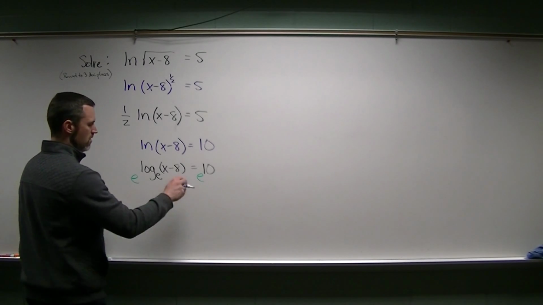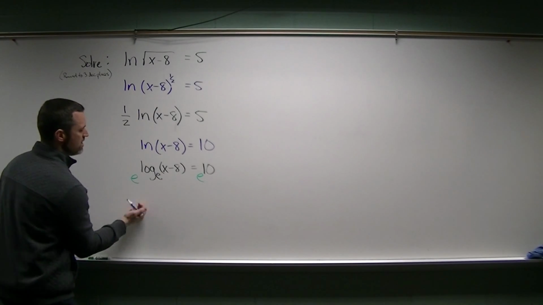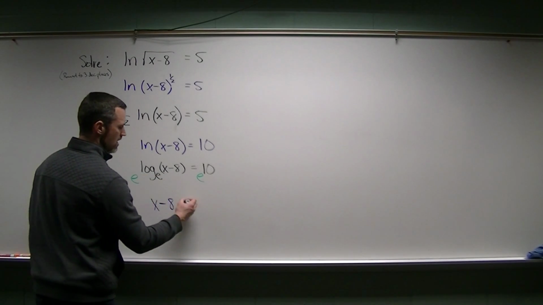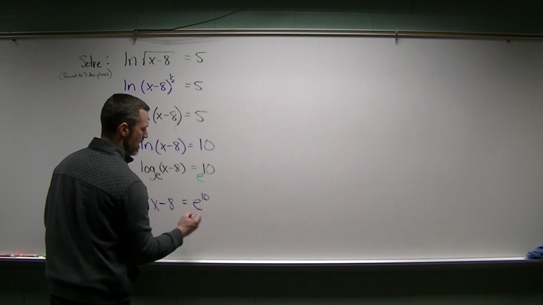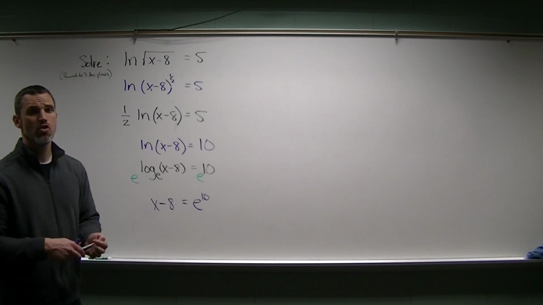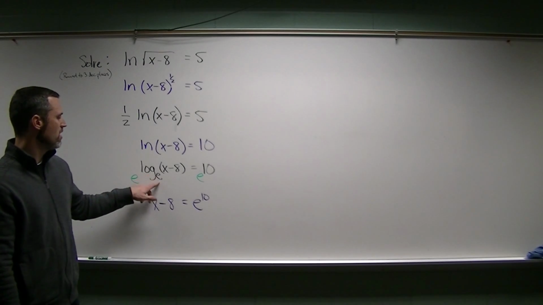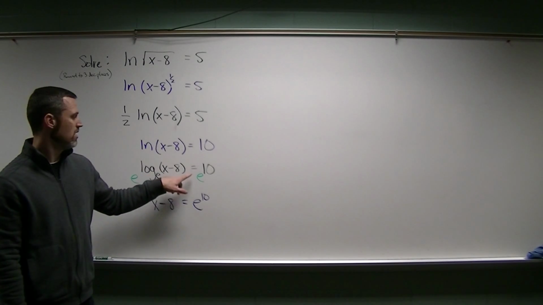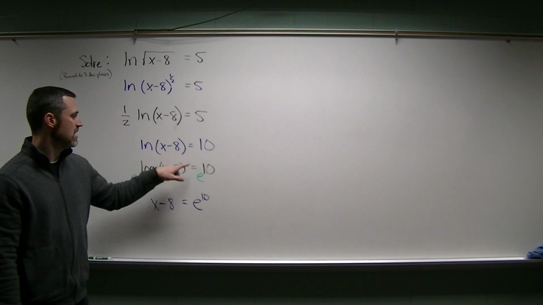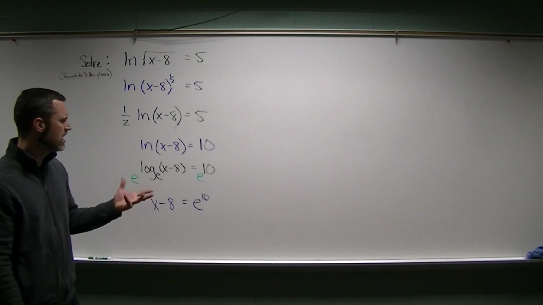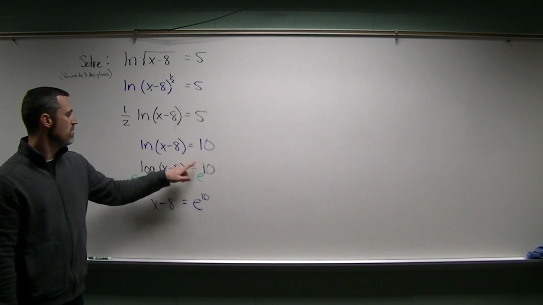Some of you might choose to apply an exponential to both sides, or raise e to both sides, and so you can rewrite it that way, leading us to e to the, well, okay, I don't want to flip things around. So this is going to cancel out the log base e, so I'd be left with x minus 8 equals e to the 10th power.